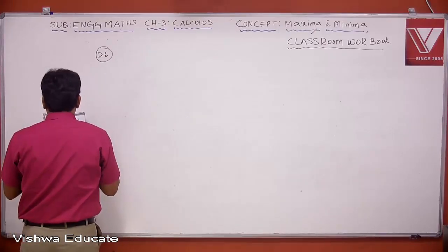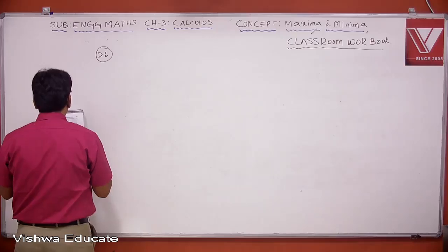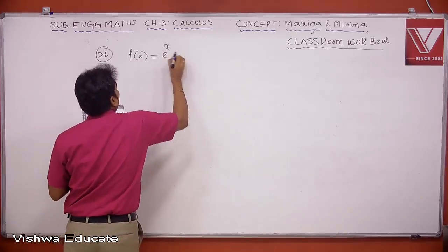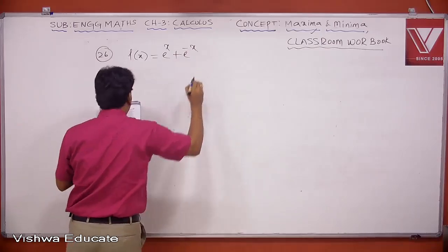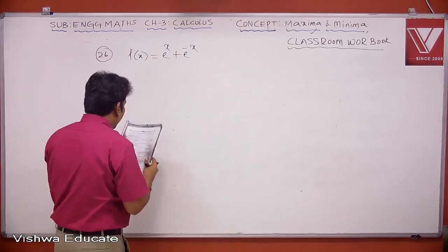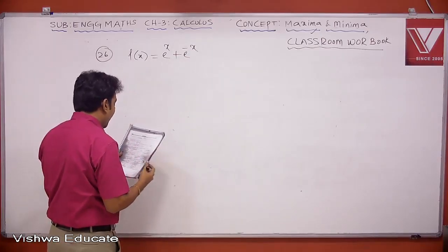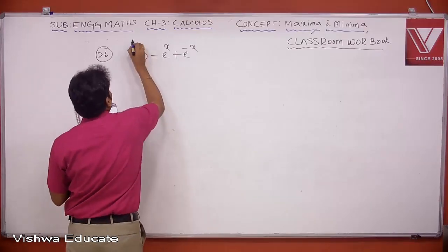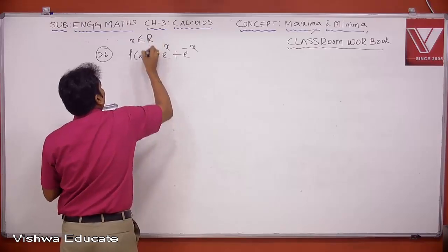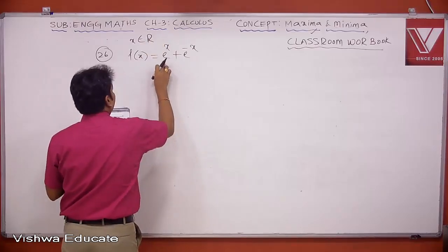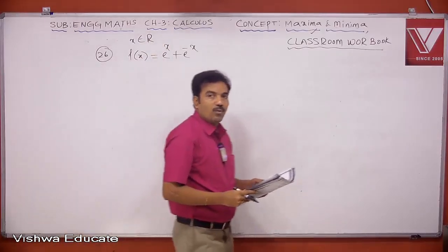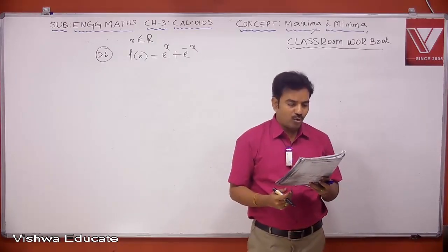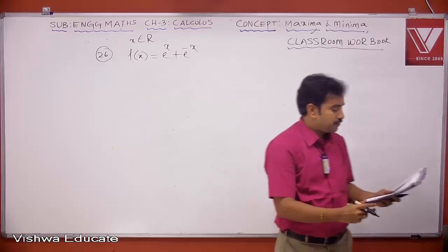For all real values of x, the minimum value of the function f of x equal to e power x plus e power minus x occurs at, or they were asking directly the minimum value of this function for all real values of x. So x is a real number. So they were asking the minimum value of this function. So that means what is the domain? The domain is the set of real numbers. Options are given: 2, 1, 0.5, 0.